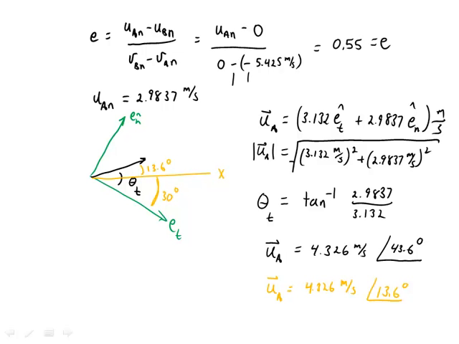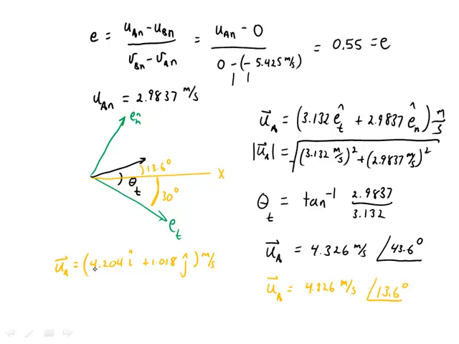And at this point, that's what I want. I want the x and y coordinates. And so U sub A in the xy coordinate system is going to be 4.204 in the i-hat direction plus 1.018 in the j-hat direction, meters per second.